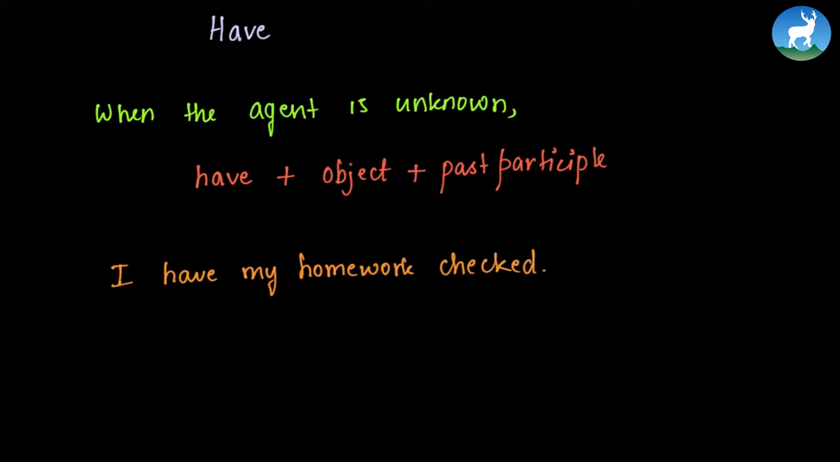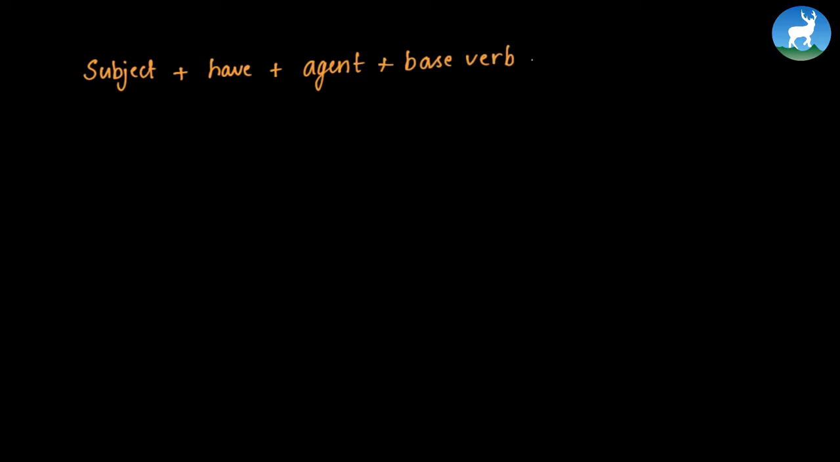I have my homework checked. So here we don't know the agent. The agent is undefined. Who is checking your homework? We don't know. You're just telling the listener that you have your homework checked. So have plus the object plus the past participle form of the verb. I have my homework checked. However, if the agent is known, the sentence structure becomes subject plus have plus agent plus base verb.